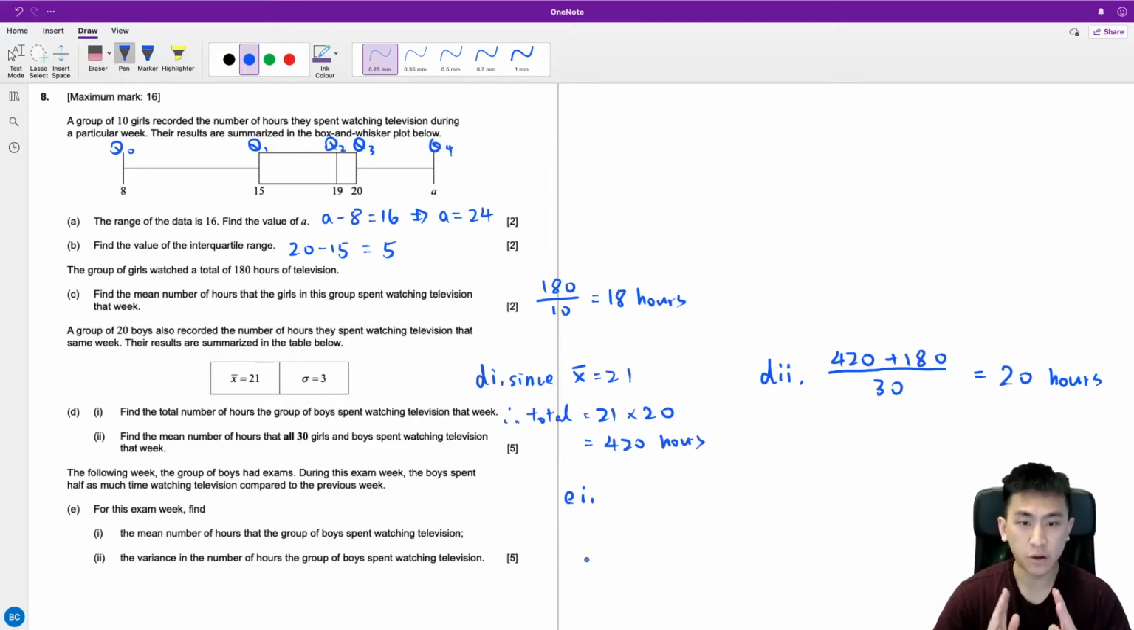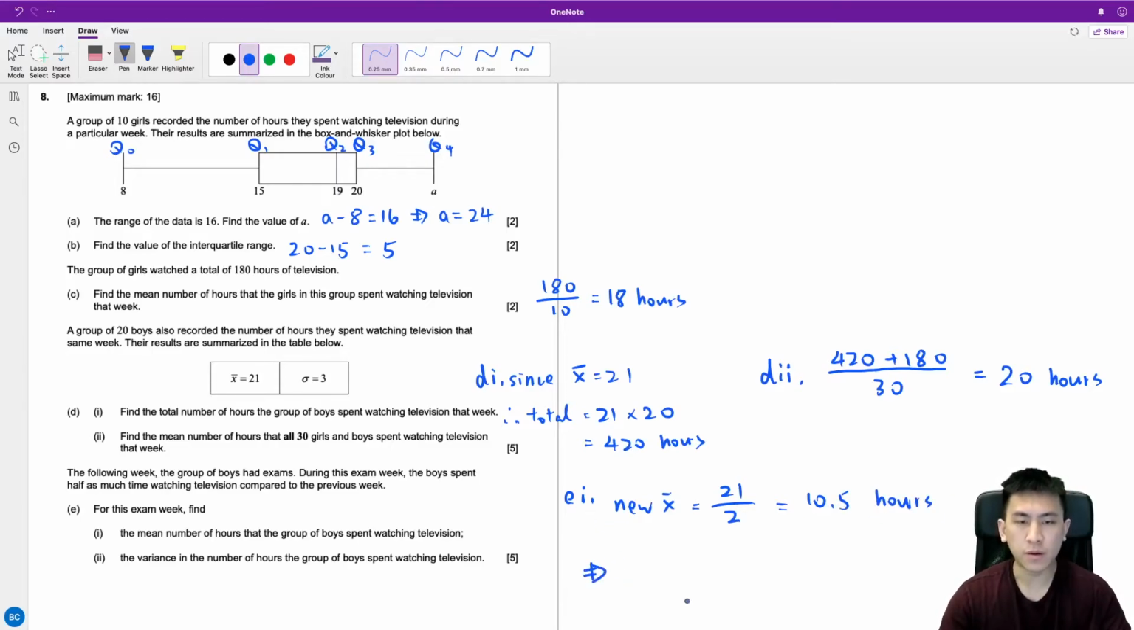If you think about it, it makes a lot of sense. Imagine originally every boy spent 21 hours on average watching TV. Now imagine everyone suddenly spent half the time. Then surely the mean got halved as well. It only makes sense, right? You can just go straight away and say the new mean is simply 21 divided by 2, which is 10.5 hours.